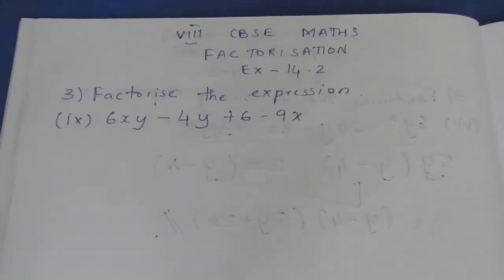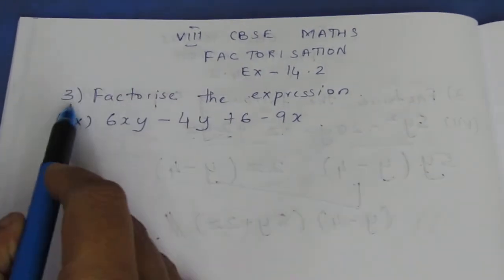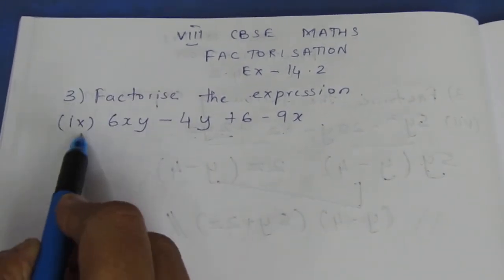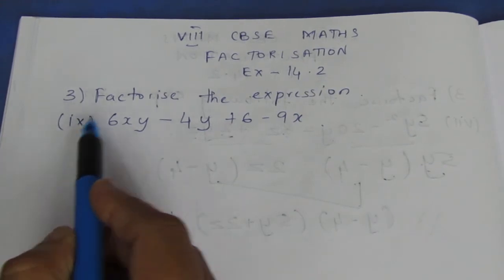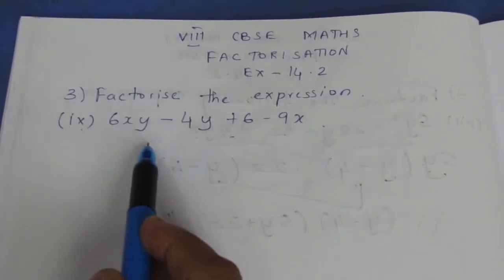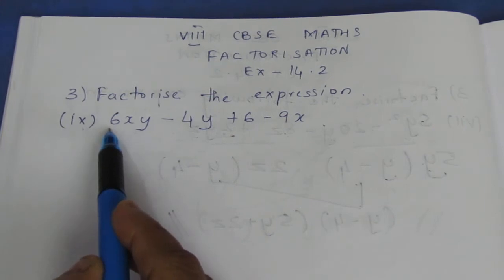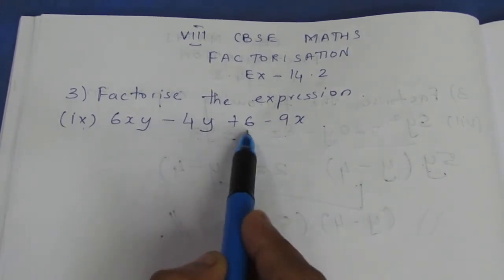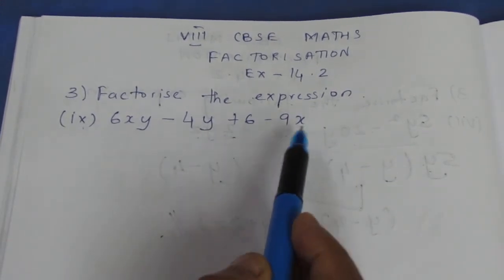Today we are going to see 8 CBSE Maths Factorization exercise 14.2. In that, third sum, 9th subdivision, we are going to see in this video. Let's see the question. Factorize the given expression. Here the expression is 6xy minus 4y plus 6 minus 9x.